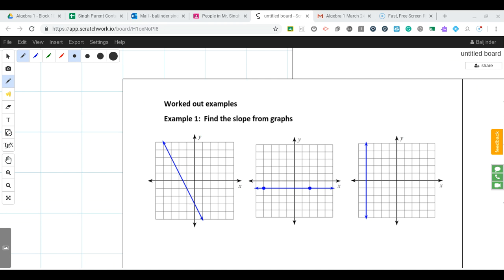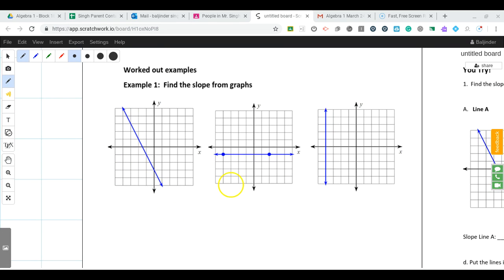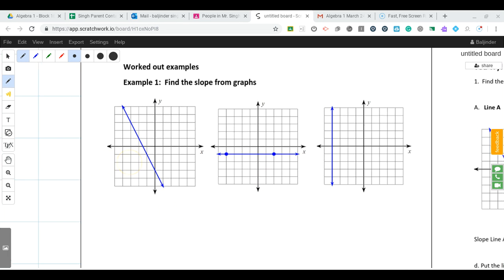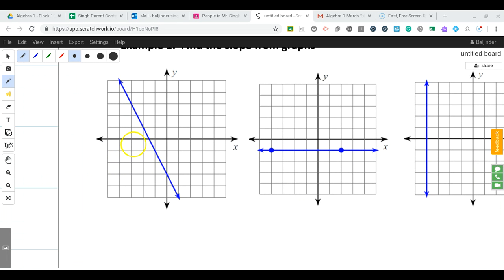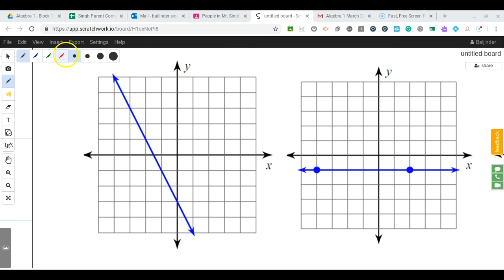We have 3 different graphs, and we're going to find the slope from each one of these graphs. Remember, always read the graph from left to right. So this line has a negative slope, and we need to figure out what the slope of this line is. So we need 2 points. I'm zooming in. Let me use red color. Let's find 2 points.